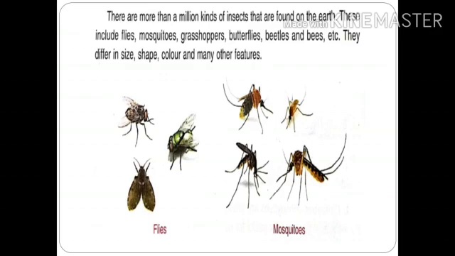Some feed on plants, some suck nectar from flowers, some suck human blood, and some eat other bugs. There are some insects which help in the production of new flowers and fruits. This process is known as pollination, and we are going to discuss pollination. Before talking about pollination, you have to know the different parts of the flower.